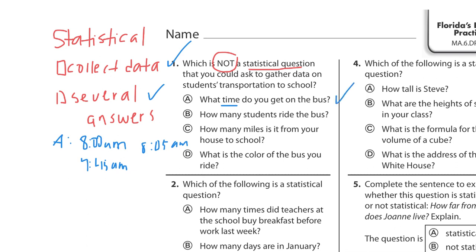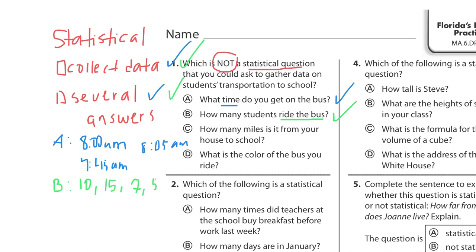Let's look at how many students ride the bus. So B, you could say there were 10 students on the bus, or there were 15 students on the bus, or there were 7 students on the bus, or there were just 5 students on the bus. So you could see you have collect data and several answers. So this one is a statistical question.